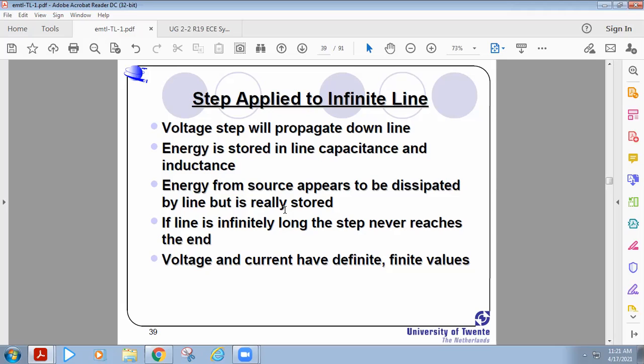If a line is infinitely long, the step never reaches the end. Voltage and current have definite and finite values. These are the points observed from that. Whenever a step is applied to an infinite line, the never-ending line, the applied signal is propagated through this transmission line. That is point one.